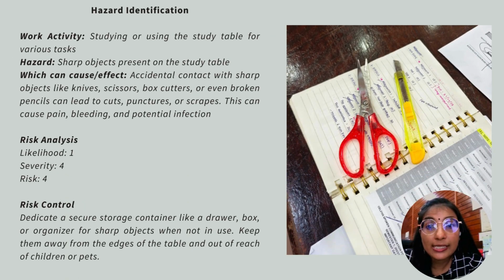Next, the work activity will be studying, using the study table for various tasks. The hazard will be sharp objects present on the study table, which can lead to accidental contact with sharp objects like a knife, scissors, box cutter, or even a broken pencil, and can lead to cuts, punctures, or scrapes. This can cause pain, bleeding, and potential infections also. So the risk analysis: likelihood will be 1, severity will be 4, risk will be 4. To control this, dedicate a secure storage container like a drawer, box, or organizer for sharp objects. When not in use, keep them away from the edges of the table and out of reach of children or pets.